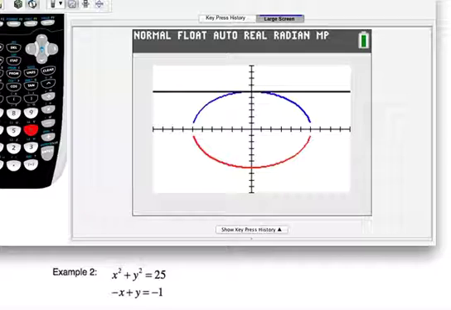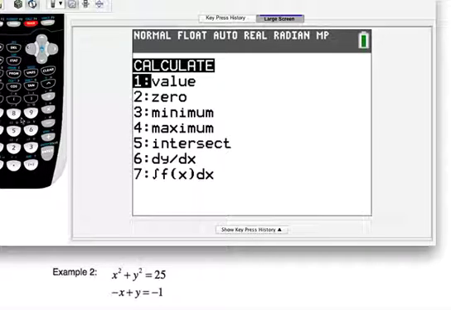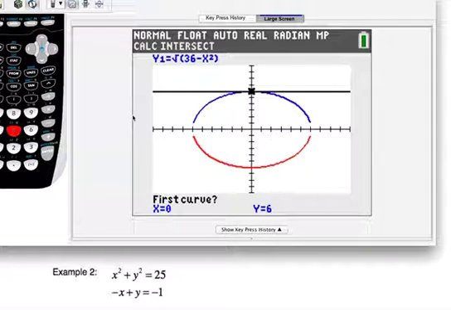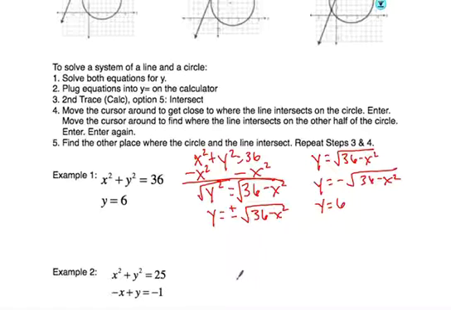So to find the place where they intersect, this one obviously looks like it crosses just one time. So you're going to hit second trace, which is your calc button. Do 5. When it says first curve, it just means it's the line that you graphed first. If you look, it's blue on mine, which means that that is the first line. So I hit enter. For second curve, obviously the line does not cross that part, so you can skip that part. So you're going to hit the down arrow to get to that line, and then hit enter. Enter again, and it gives you an intersection of 0, 6. So your place where you intersect is at 0, 6 for this one.